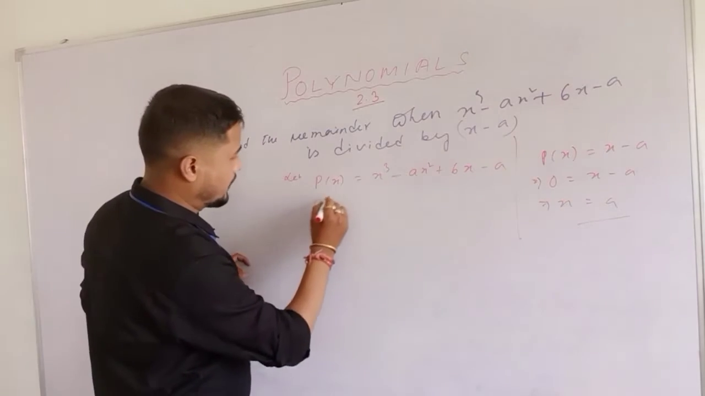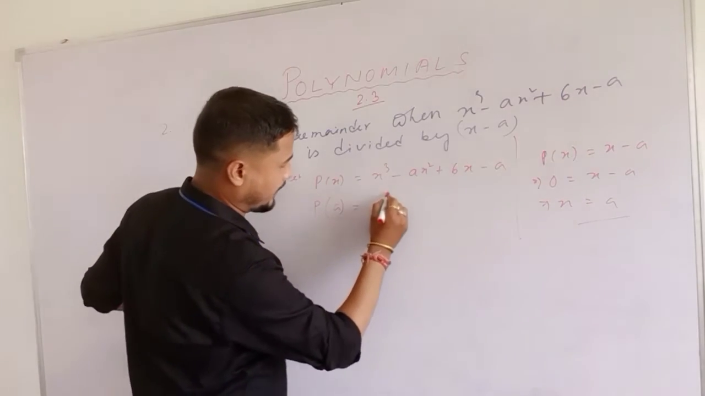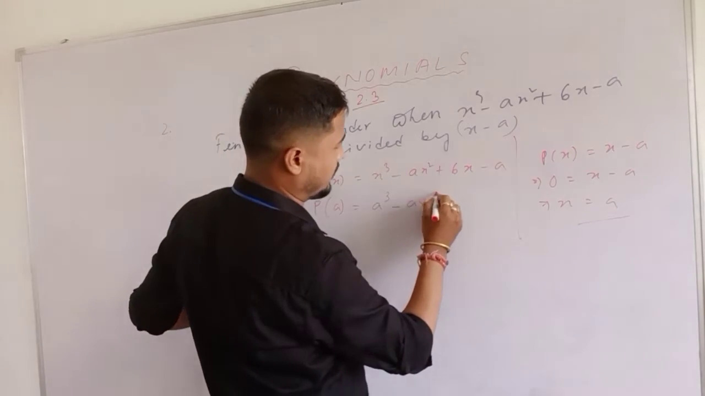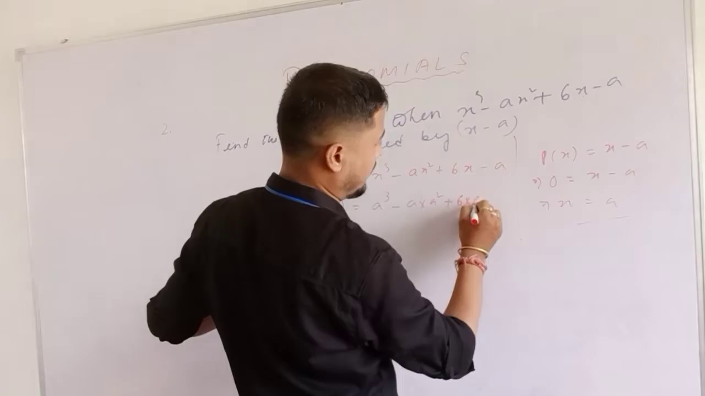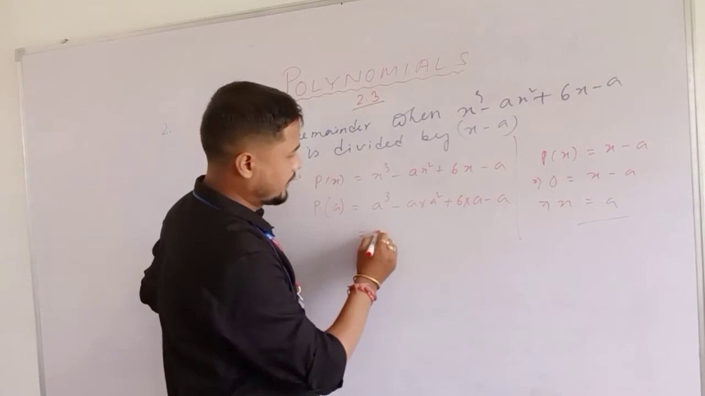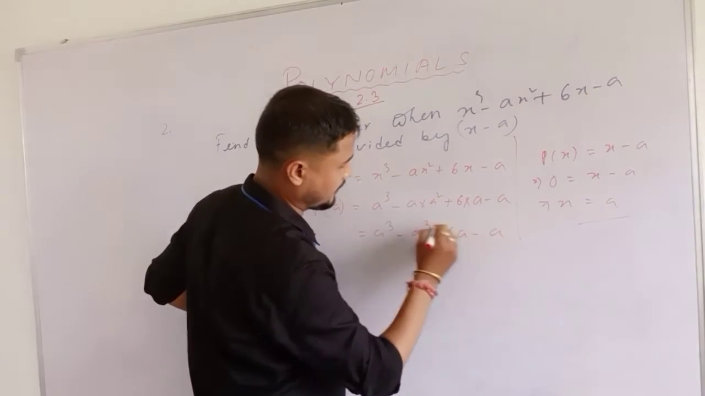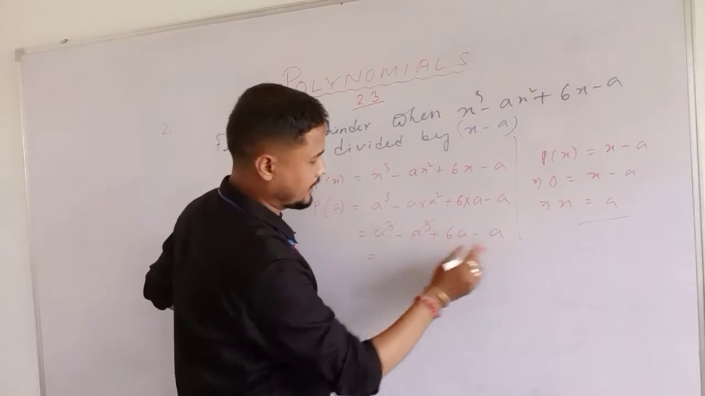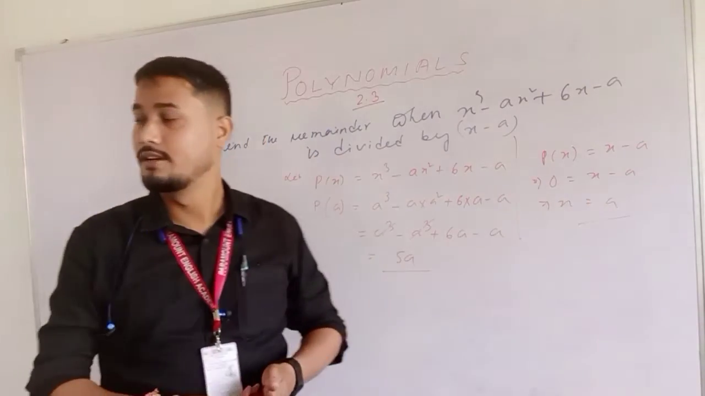Now, in place of x, you put a. Then a cube minus a into a square plus 6 into a minus a. A cube minus a cube plus 6a minus a. Cancel, 6a minus a is 5a. The question is to find the remainder. Remainder is 5a.